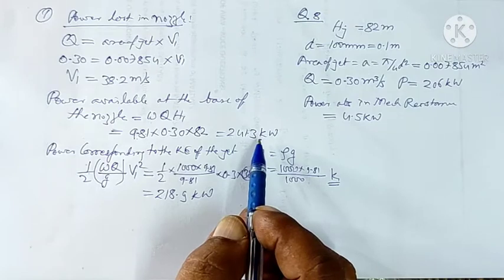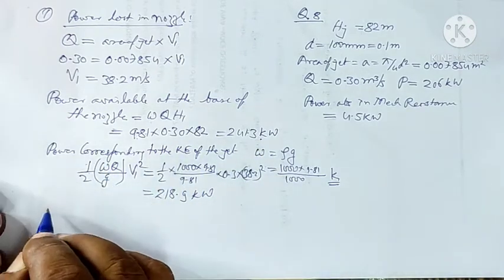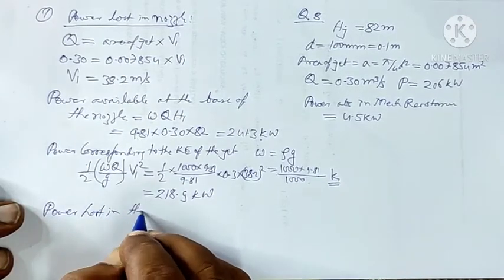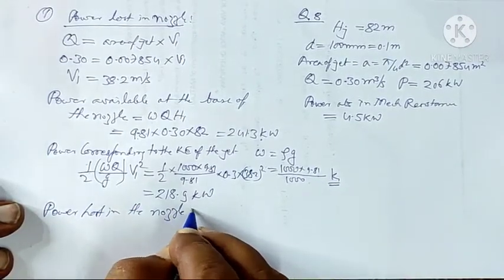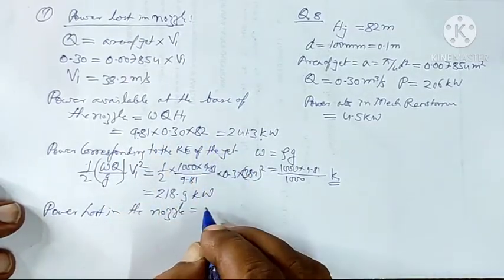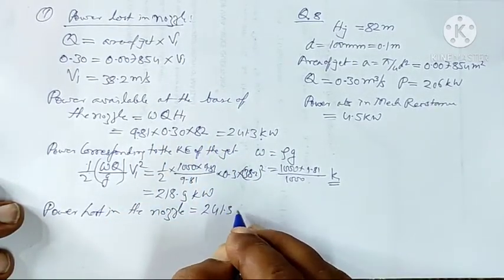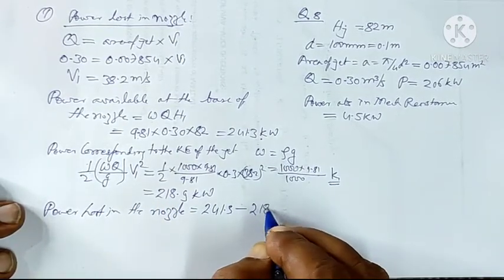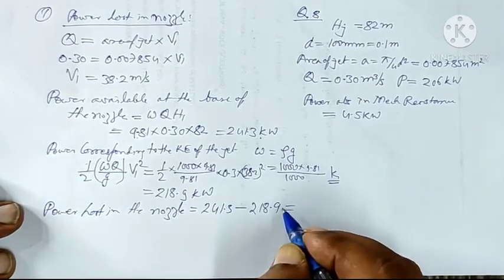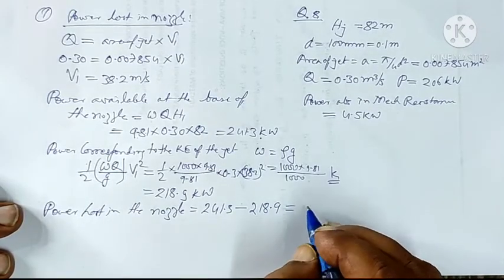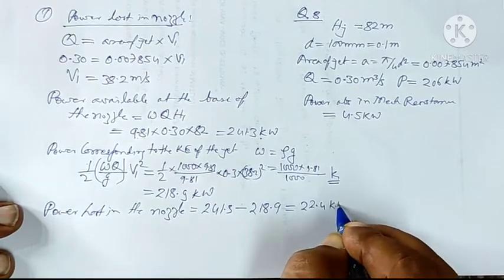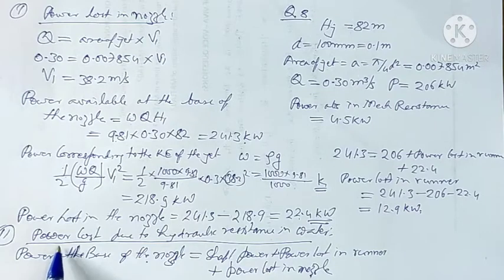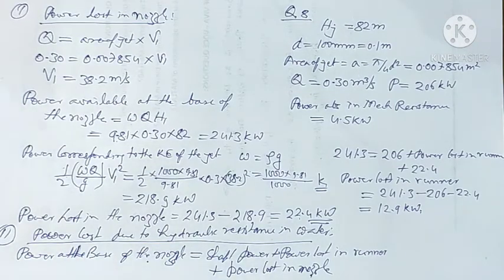So from this we can find out the power lost in the nozzle. Power lost in the nozzle will be equals to the power available at the nozzle, 241.3, minus power converted into kinetic energy, 218.9. So this comes out to be equals to 22.4 kilowatt. That is the power lost in the nozzle. Now we have to calculate power loss due to hydraulic resistance in water.